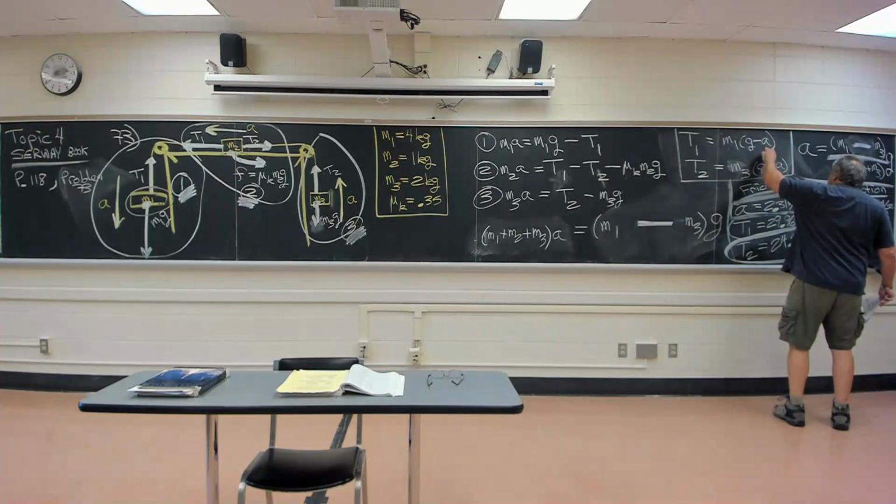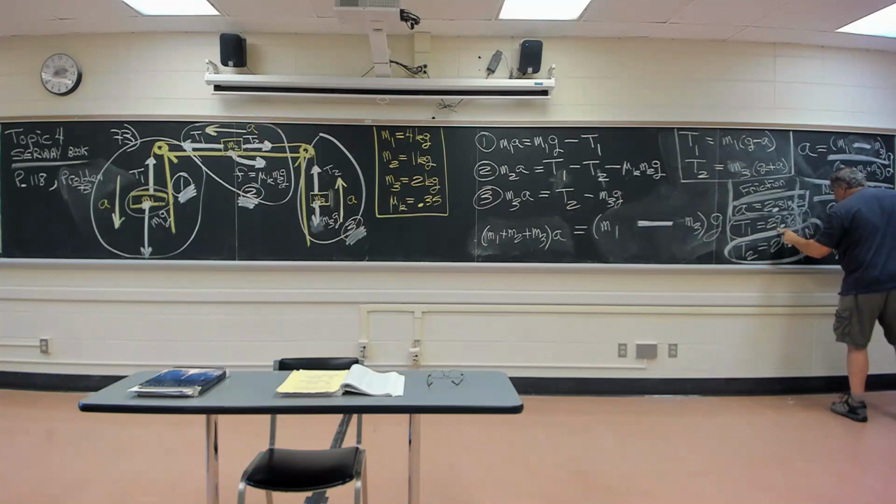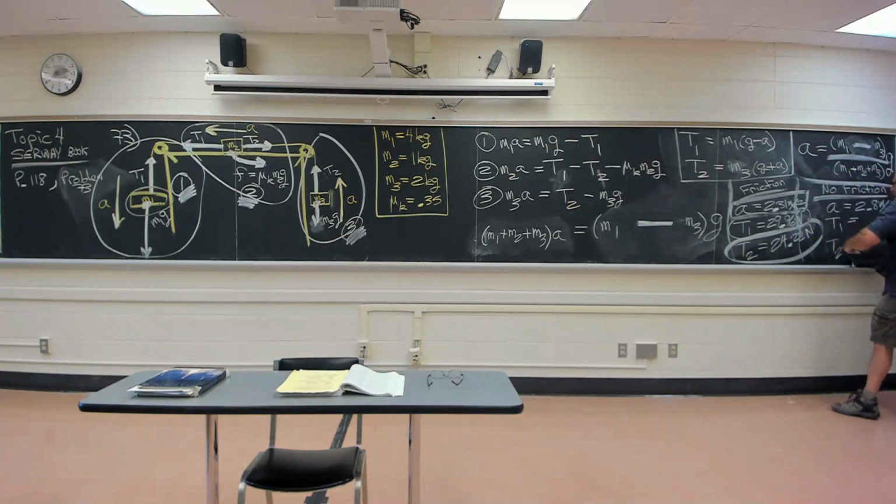9.8 minus 2.8 is 7. 4 times 7 is 28. That isn't as big as almost 30. This is about 30, guys. Almost should have put 30 on there, to be honest with you, but okay, close enough. It's close to 30. Here, 4 times 7 is 28. Not the same. But we'll talk about it.